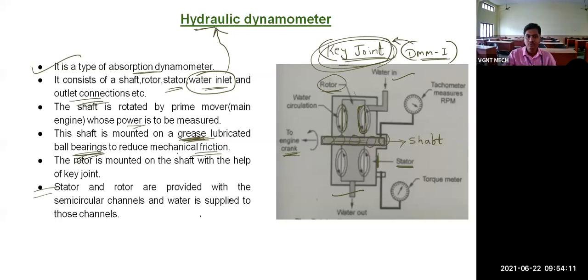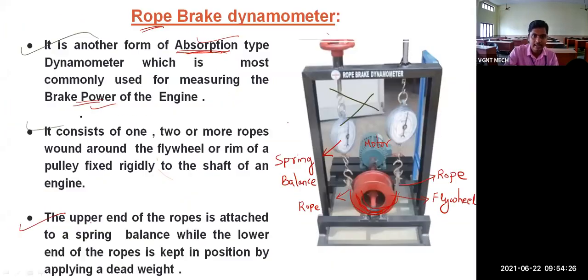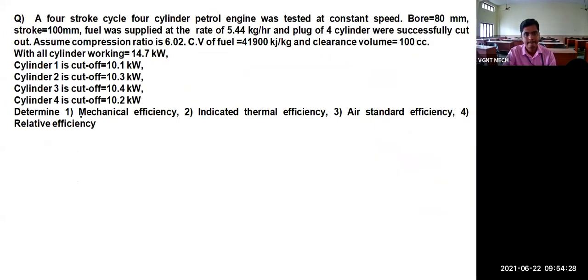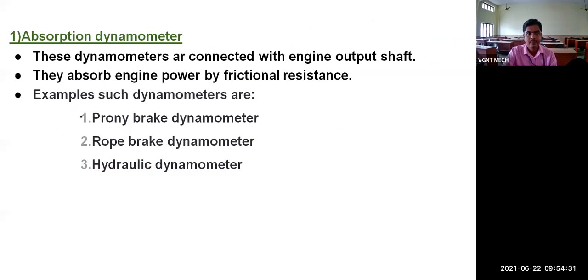Normally they didn't ask this question. But we don't know what they will do. So this diagram you have to draw in the exam, and 3-4 points related to this hydraulic dynamometer you have to mention. So in total, we have completed all these 3 types of absorption type dynamometer: Koni brake dynamometer, rope brake dynamometer, and hydraulic dynamometer.